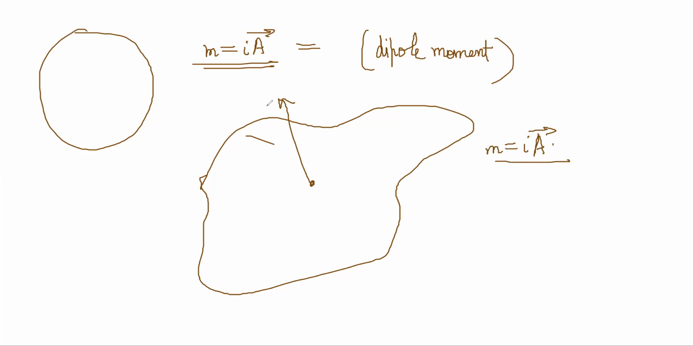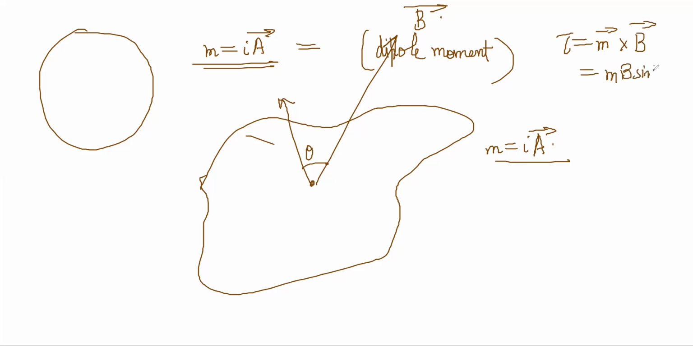Now, if this is the magnetic moment and the direction of the B field is like this, then the angle between them is theta. So torque will be M cross B or MB sine theta. You understand? So in our case, if the angle was theta like this, right, then torque was MB sine theta.